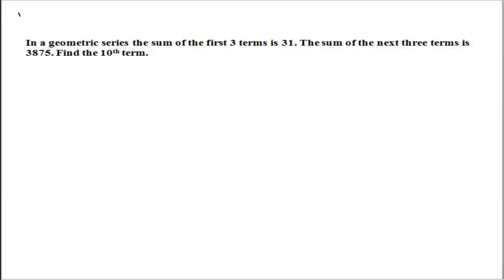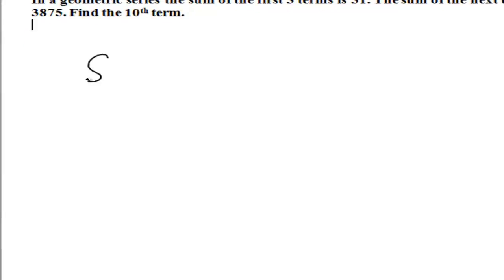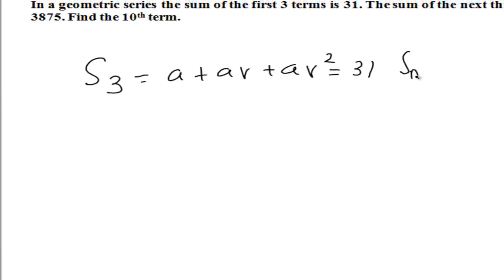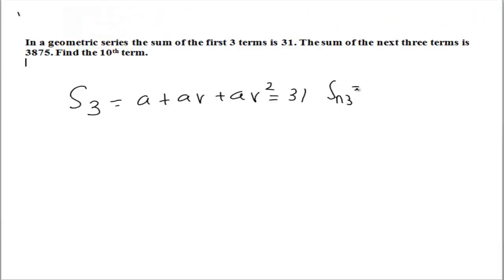Page 18, number 16. In a geometric series, the sum of the first three terms is 31. The sum of the next three terms is 3875. Find the 10th term. For the sum of the first three terms, we don't have to use a formula. It is a plus ar plus ar squared, and that equals 31. And the sum of the next three terms is equal to ar cubed plus ar to the 4 plus ar to the 5, and that is equal to 3875.